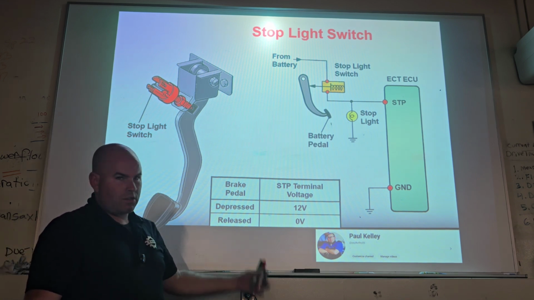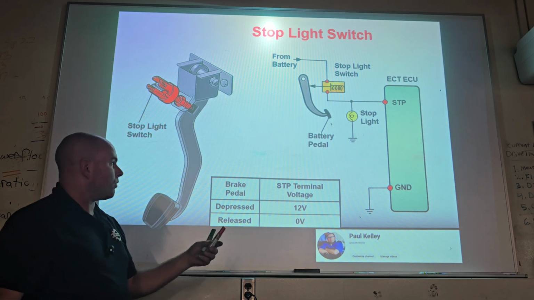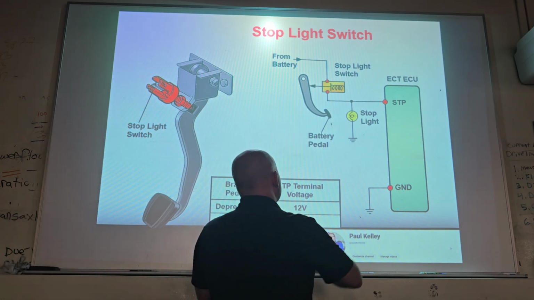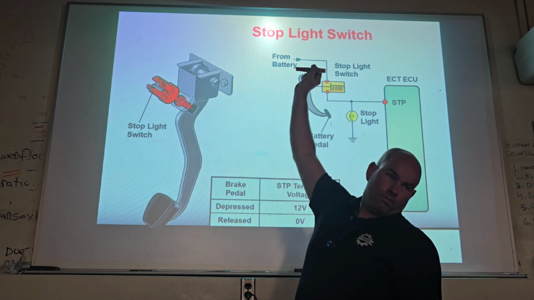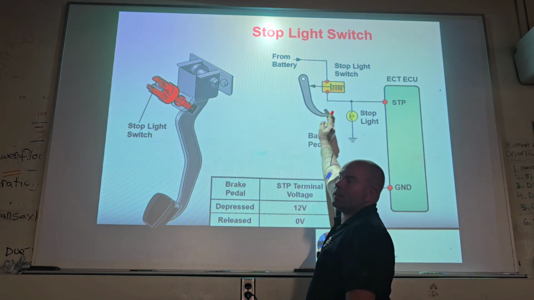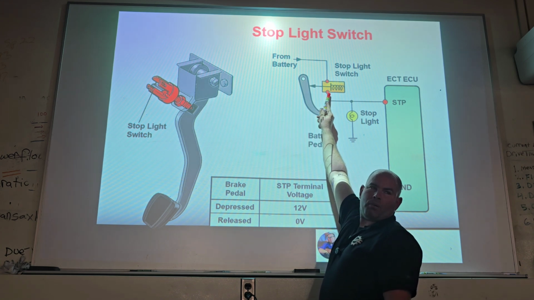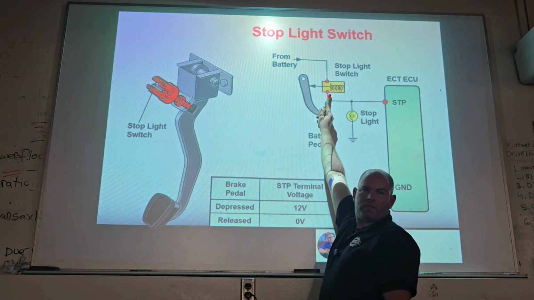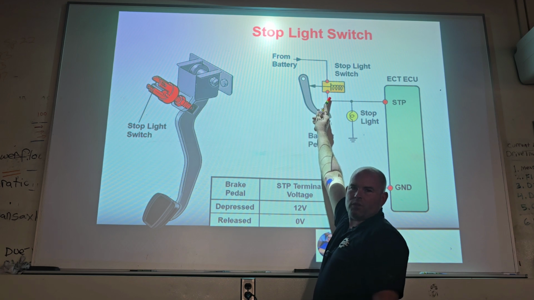Cool. You guys know how you test that, right? You could test it a couple different ways. If you look at it right here, if you want to go old school, you could actually use a test light right here. But let's just say we use your meter. With the brake pedal depressed, you should get 12 volts here. With the brake pedal released, what should you get here? 0. Exactly. 0 volts released, 12 volts when applied.